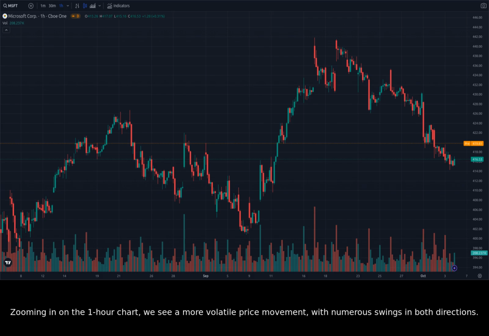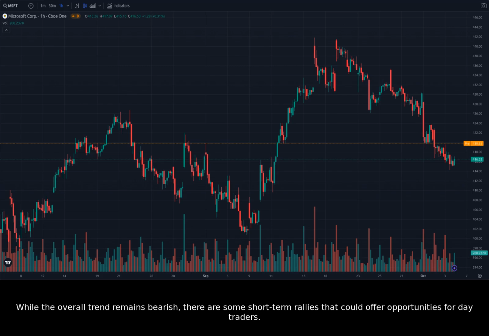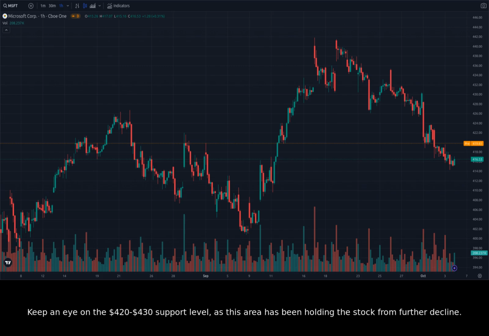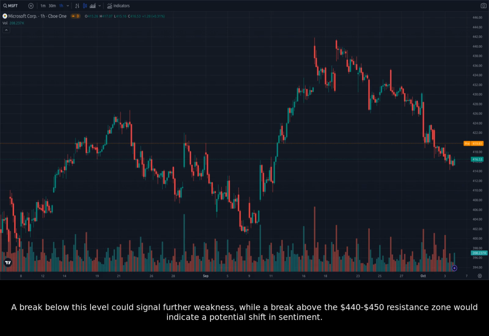Zooming in on the 1-hour chart, we see a more volatile price movement, with numerous swings in both directions. While the overall trend remains bearish, there are some short-term rallies that could offer opportunities for day traders. Keep an eye on the $420 to $430 support level, as this area has been holding the stock from further decline. A break below this level could signal further weakness, while a break above the $440 to $450 resistance zone would indicate a potential shift in sentiment.